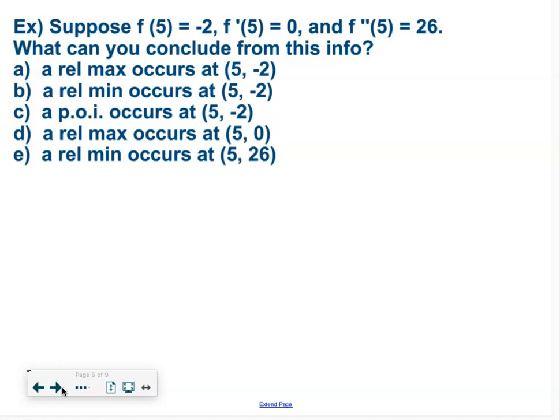So anyway, this is an actual problem. When I typed it up, I paraphrased and abbreviated. Suppose f of 5 equals negative 2, f prime of 5 is 0, and f double prime of 5 is 26. What can you conclude? Take 30 seconds in your groups to make a decision of what the answer is.